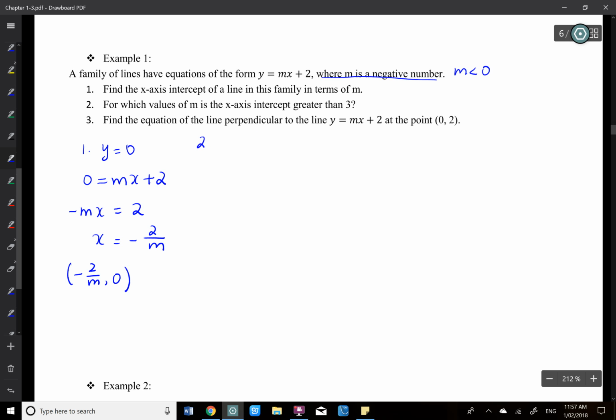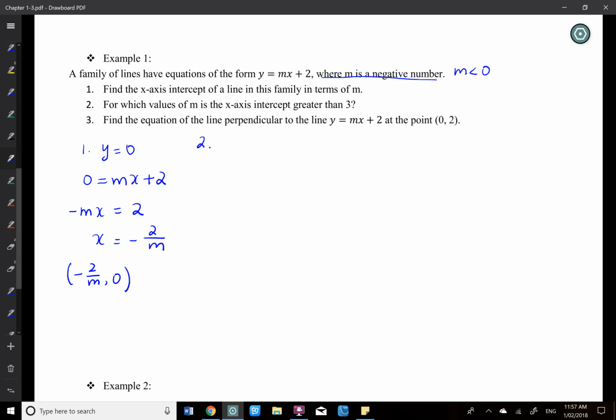Let's have a look at example question 2. Question 2 says, for which values of m is the x-axis intercept greater than 3? So you want the x-axis intercept to be greater than 3. Okay, what's our x-axis intercept?